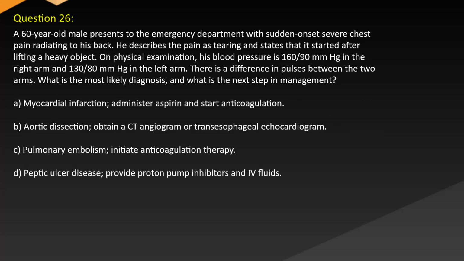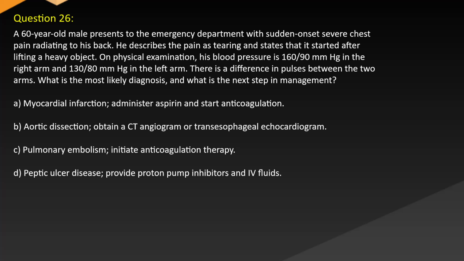Question 26. A 60-year-old male presents to the emergency department with sudden onset severe chest pain radiating to his back. He describes the pain as tearing and states that it started after lifting a heavy object. On physical examination, his blood pressure is 106/90 mmHg in the right arm and 130/80 mmHg in the left arm. There is a difference in pulses between the two arms. What is the most likely diagnosis and what is the next step in management?